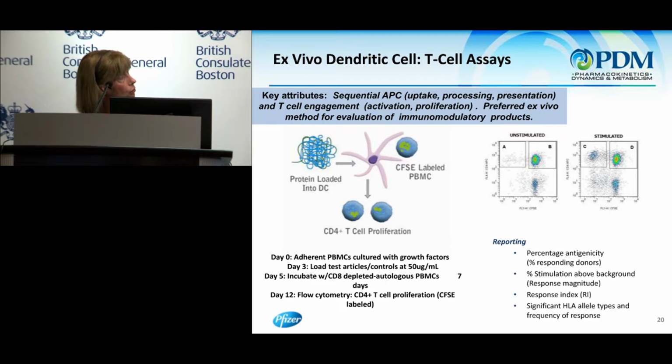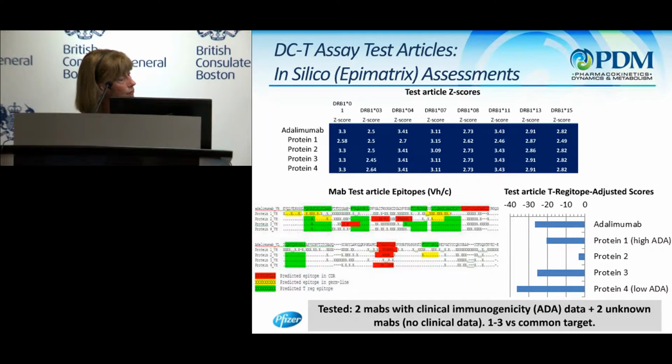But what we wanted to do was look at a number of monoclonal antibodies. For our initial analysis, we were looking at one antibody which had some clinical immunogenicity, and we wanted to look at some backup molecules. In addition, we wanted to compare this with another molecule which had a low level of clinical immunogenicity.